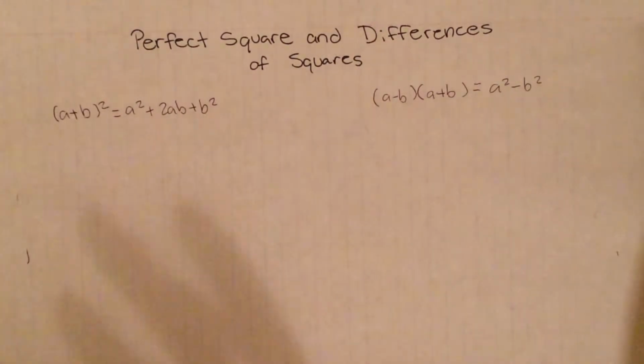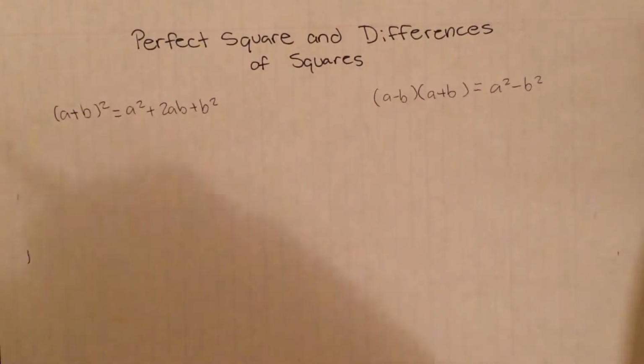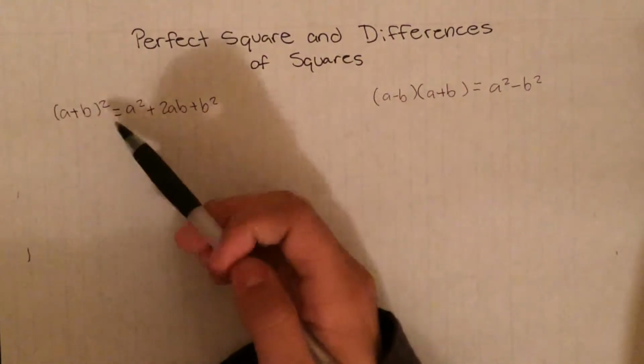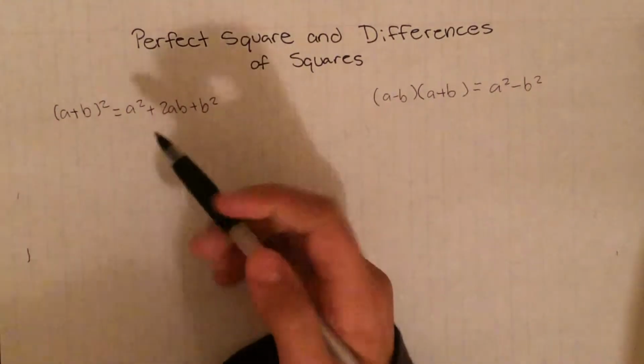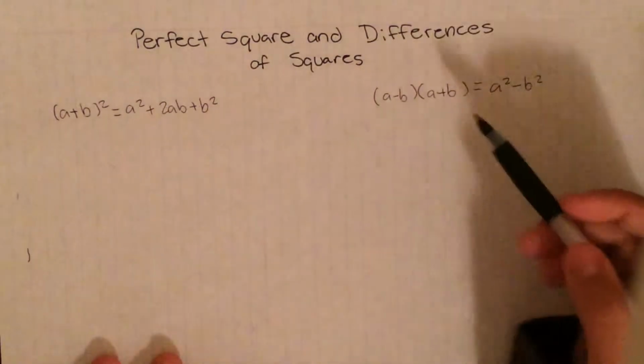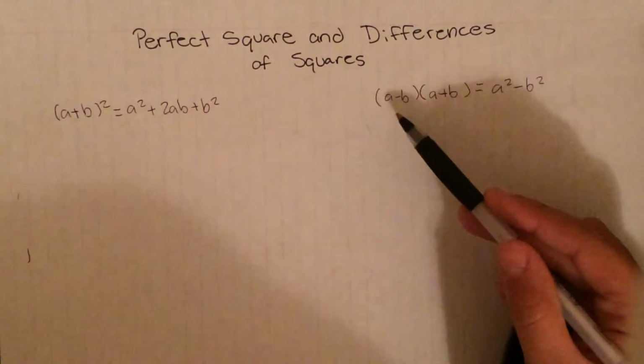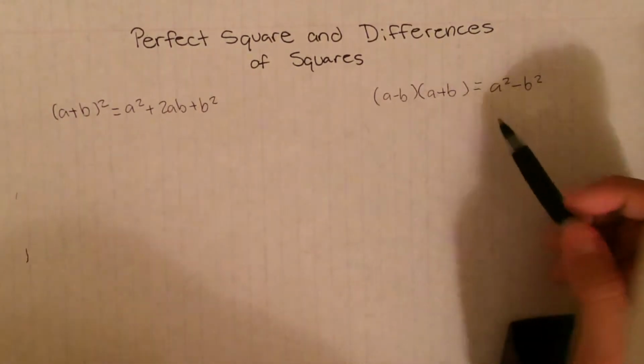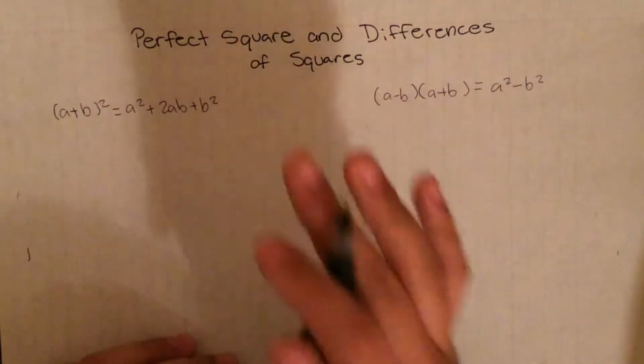Okay, so today I'm going to be teaching you how to do perfect square and the differences of square. So here are the equations for perfect square. (a + b) squared equals a squared plus 2ab plus b squared. And here's the equation for differences of square, which is (a - b)(a + b) equals a squared minus b squared. So I'm going to show you some examples now.